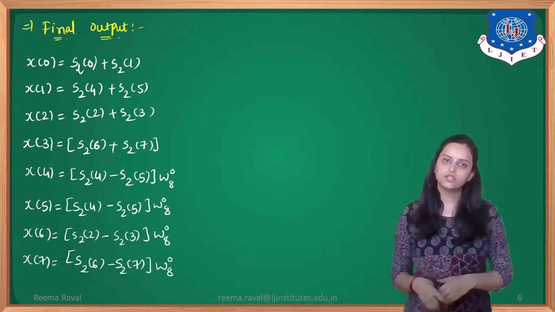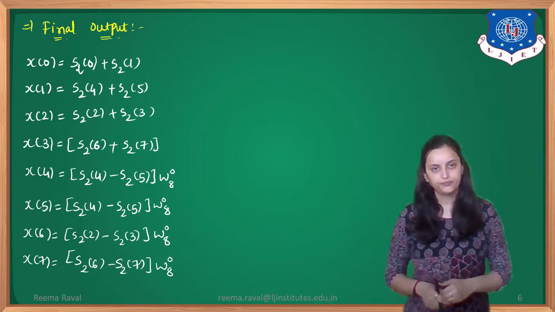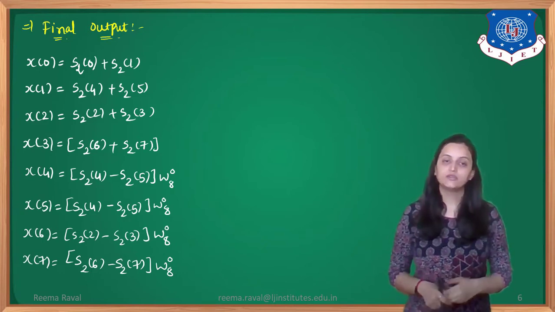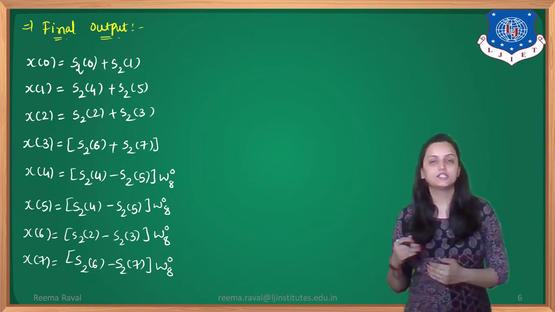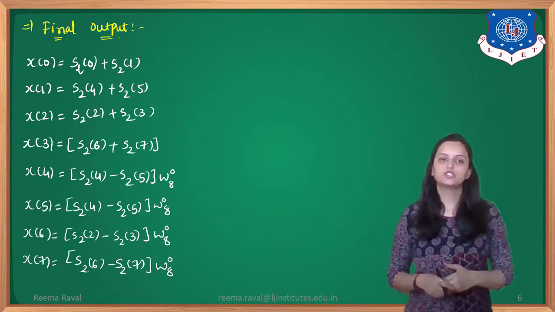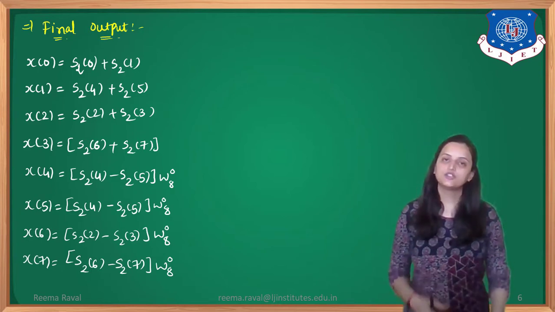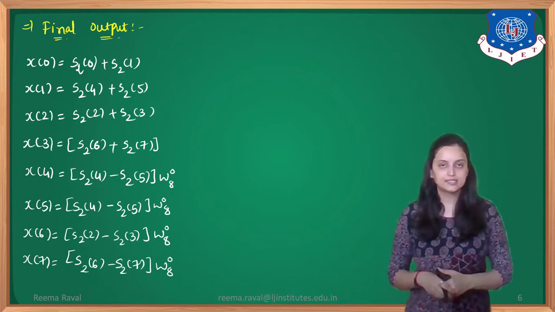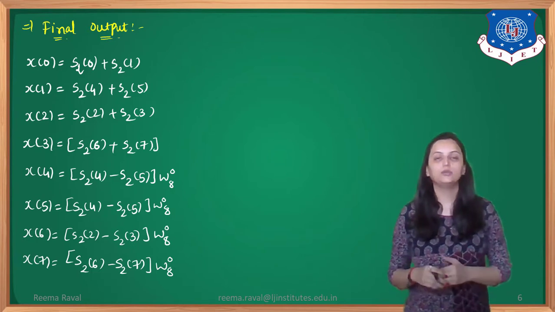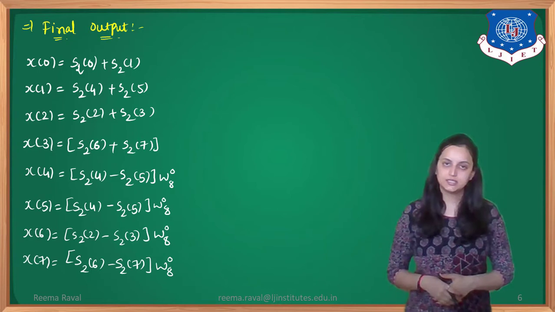x of 4 equals s2 of 4 minus s2 of 5 into w80. Next is x of 5, which equals s2 of 4 minus s2 of 5 into w80. x of 6 equals s2 of 2 minus s2 of 3 into w80. And x of 7 equals s2 of 6 minus s2 of 7 into w80. So these are the final output equations.